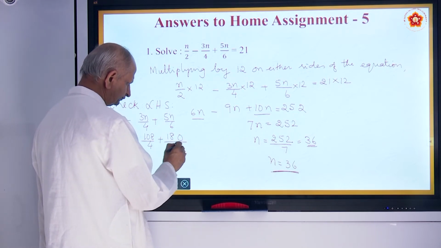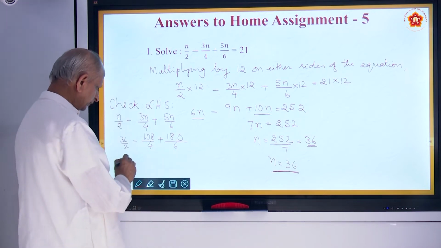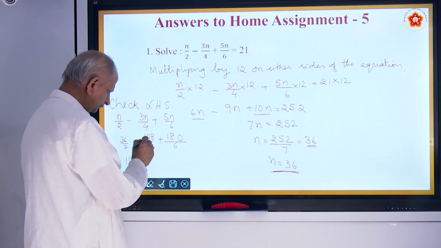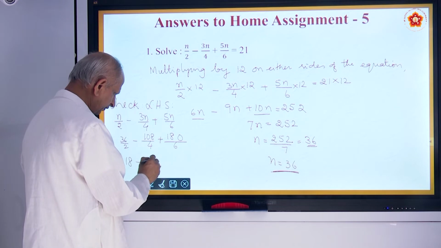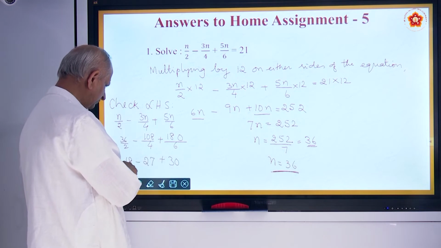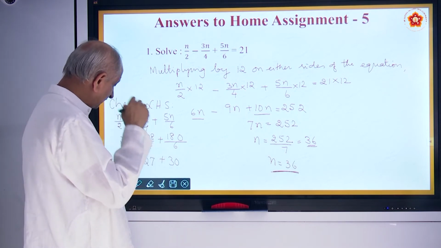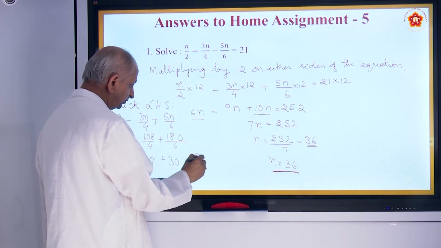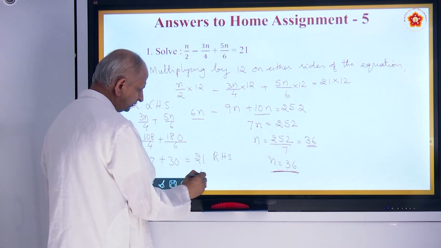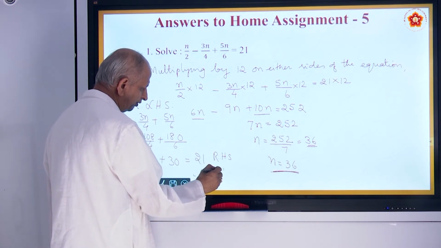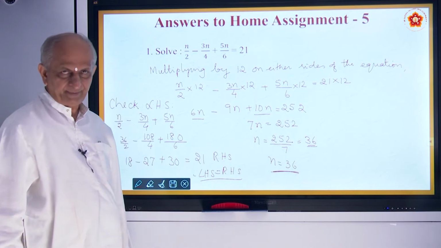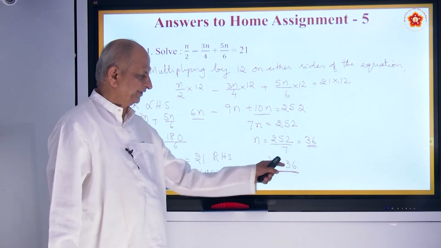180 by 6. This will be 18 minus 27 plus 30. So 30 plus 18 is 48. 48 minus 27 is 21. That is equal to RHS. So we get left hand side is equal to right hand side. What does it mean? It means that the value of n is equal to 36 is correct.